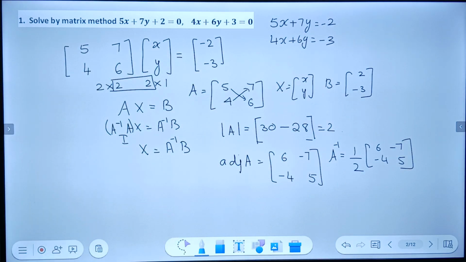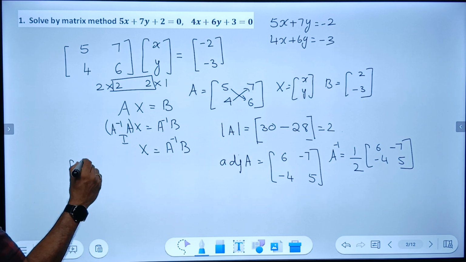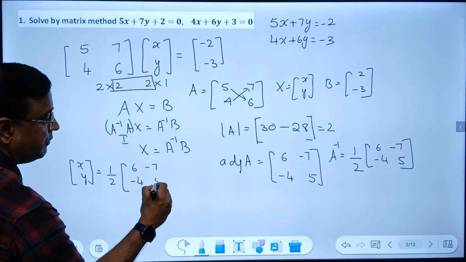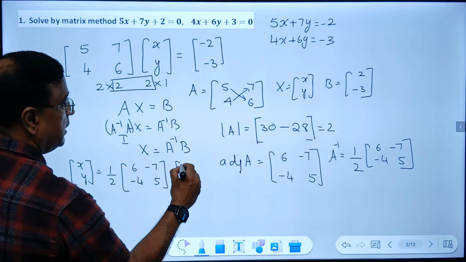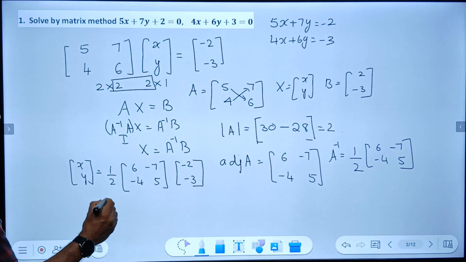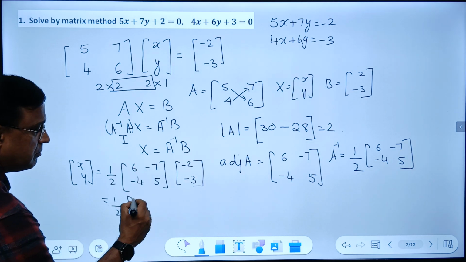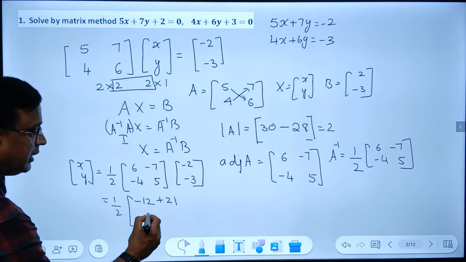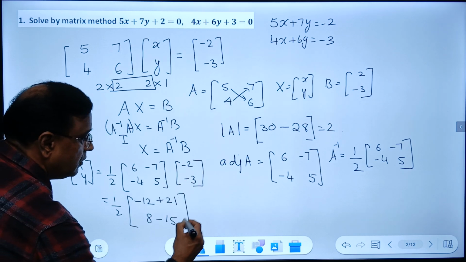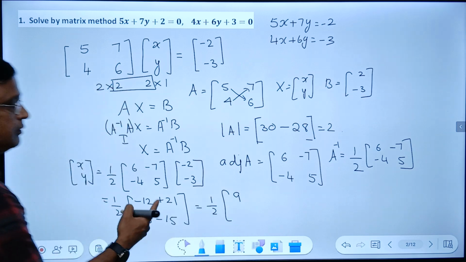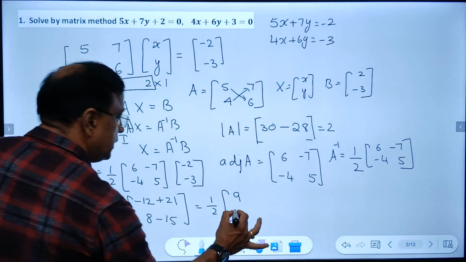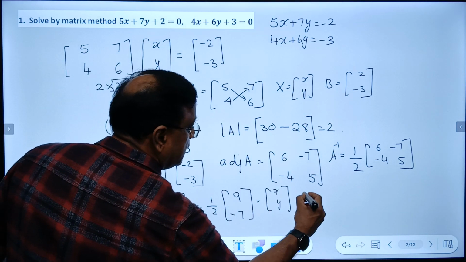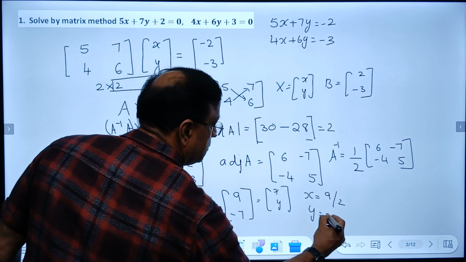Once you have found A inverse, all that you need to do is substitute here. So your X is x comma y, and your A inverse is 1 by 2 into 6, -7, -4, 5, and your B is -2, -3. Now just normal matrix multiplication. How do I multiply? First row, first column: -12 plus 21. Then second row, first column: 8 minus 15. So this is half of 9, and the other is -7. So this is your x comma y. So x is equal to 9 by 2, and y is equal to -7 by 2.